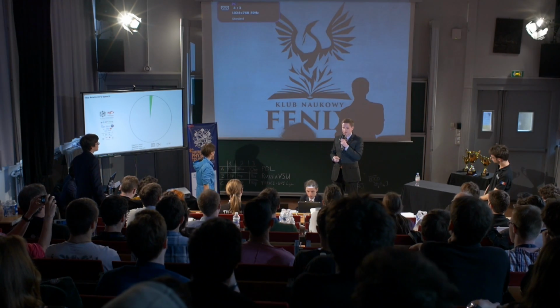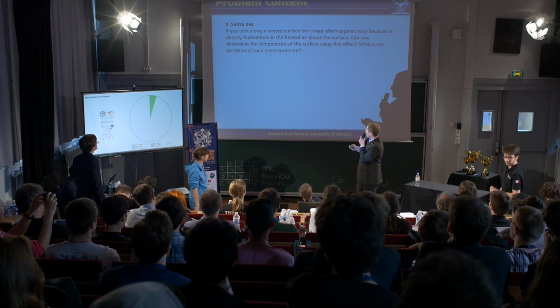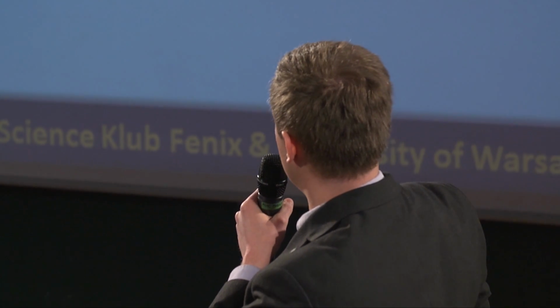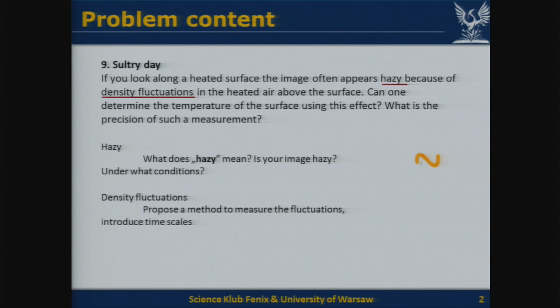My name is Wojciech Rządkowski, and it's my honor to present the Polish review of problem number 9, Sultry Day. Regarding the content, first of all, we have to determine what hazy means and to observe some hazy image. We think that it was partially done since you provided some imaging. However, the precise definition was missing. And then we should propose a method to measure the fluctuations and maybe introduce some scales. And here it was done because you proposed a method and the method works.